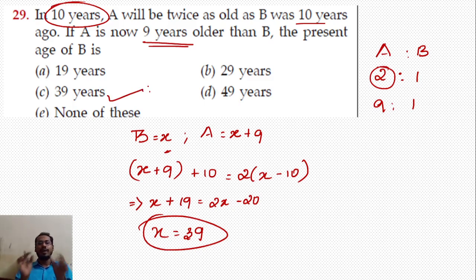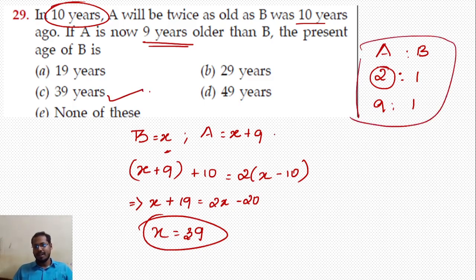So whatever they told, write that as an equation and you can get the answer. Or else check from the options too, slowly. But you need to know who the 10 years after and 10 years ago refer to. From that we can get the answer. Right, the last question.